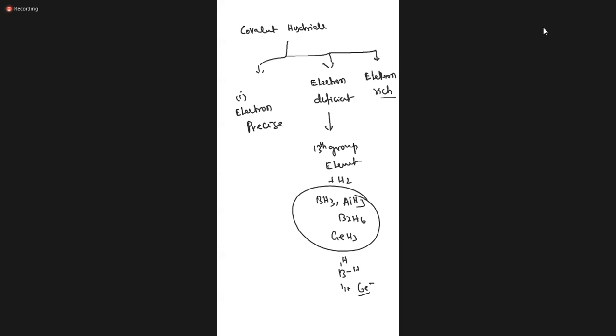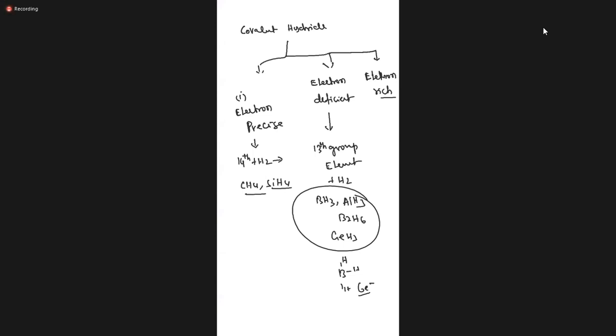What is the meaning of electron precise hydrate? 14th group elements react with hydrogen to give electron precise hydrates. What are the examples? Methane, SiH4. Exactly 8 electrons are there around the central atom. That's why it's called electron precise hydrate.